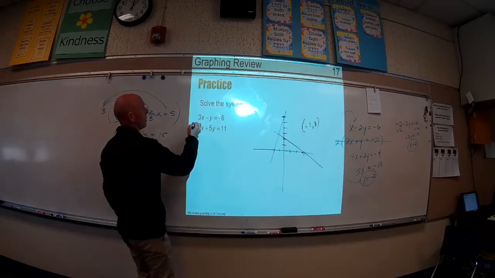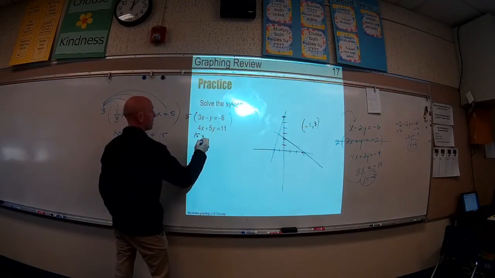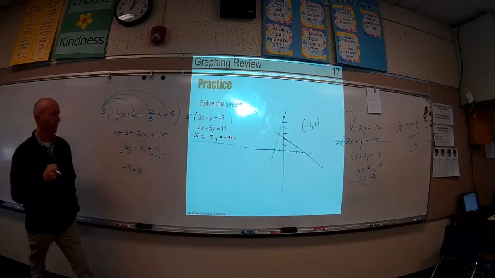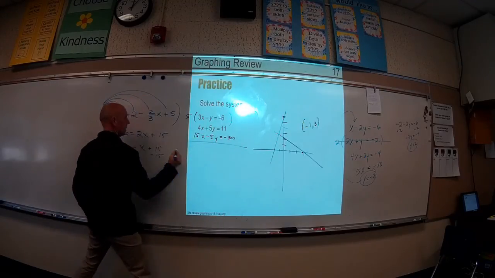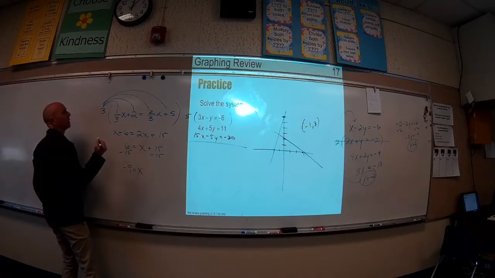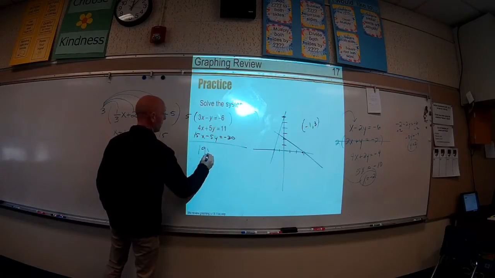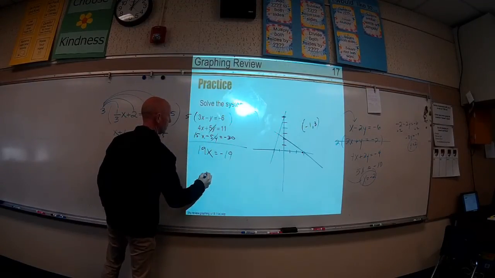But here's how I think I would probably do it for real. I would hit this with a 5. So 15x minus 5y equals -30. Is that cool? What do my x's become? 4x and 15x, 19x. What happens to the y's? They cancel. Equals -19. So what's x equal?